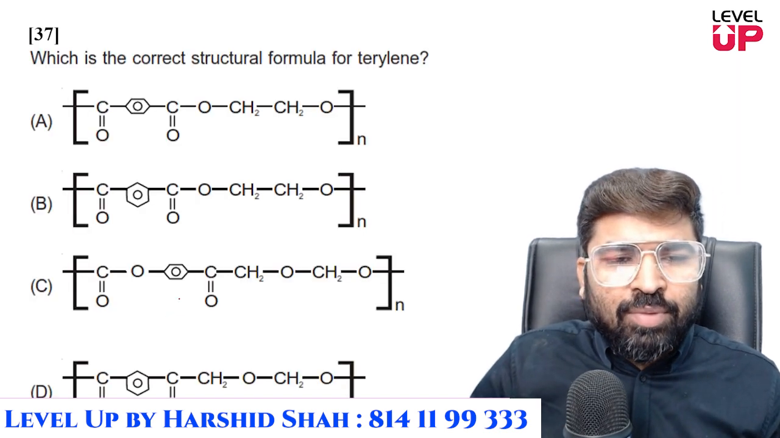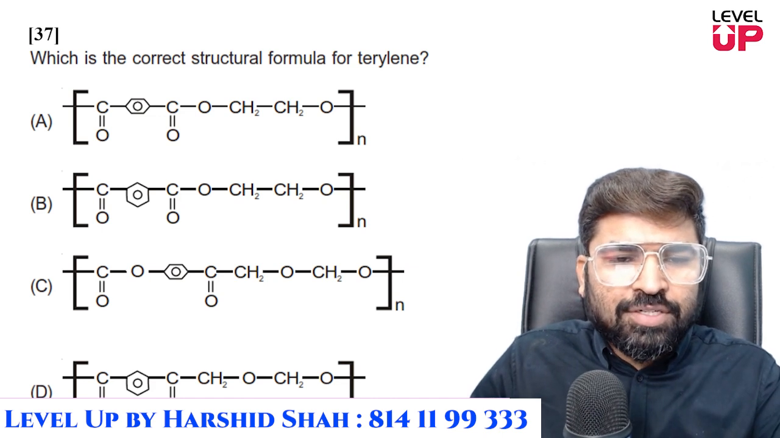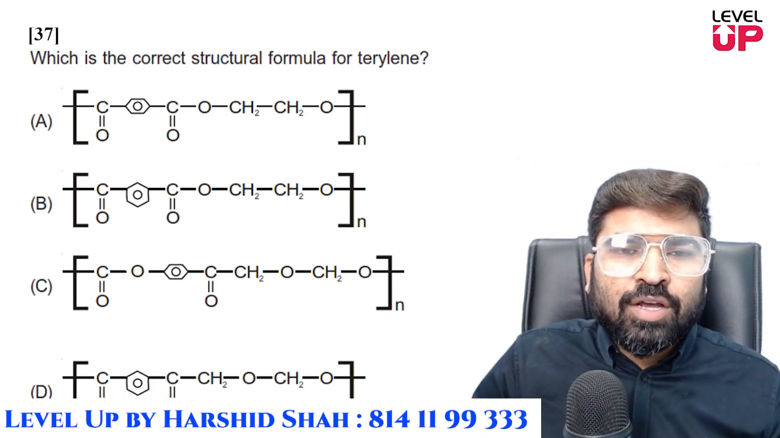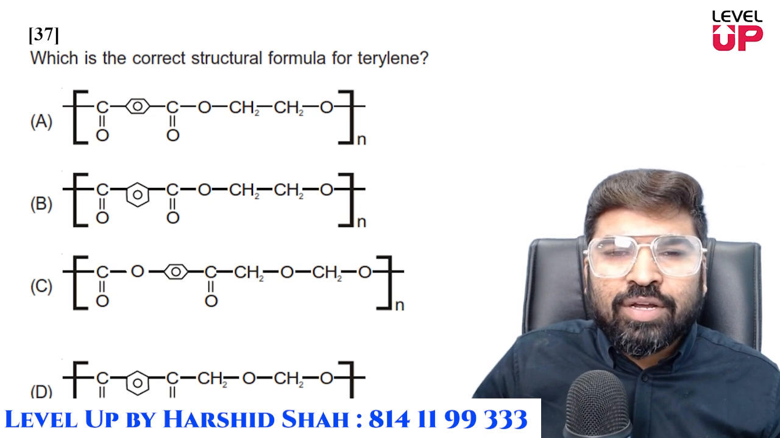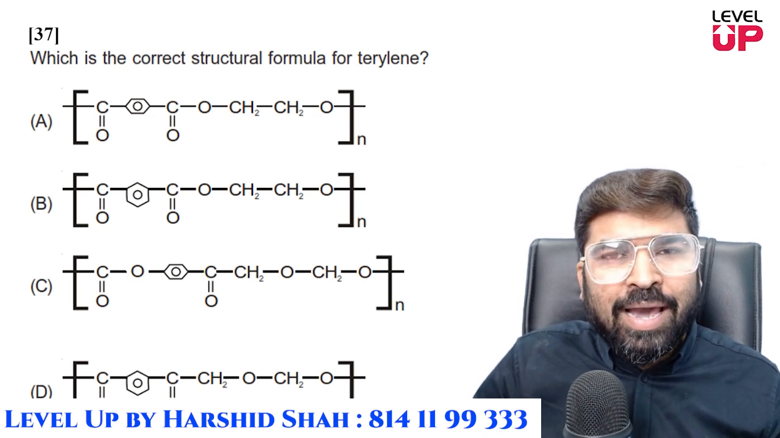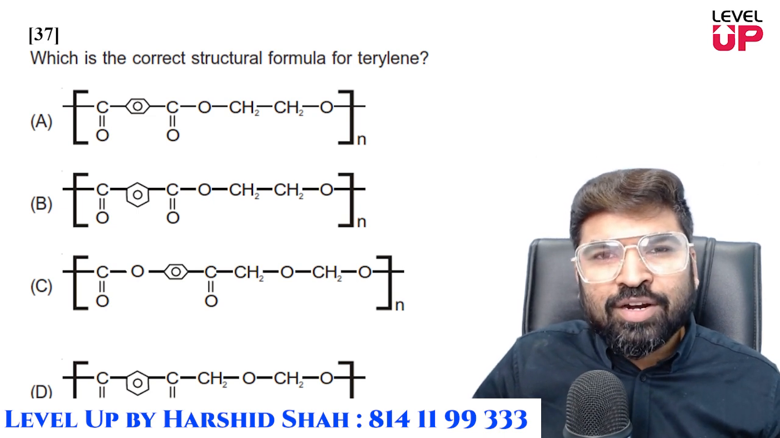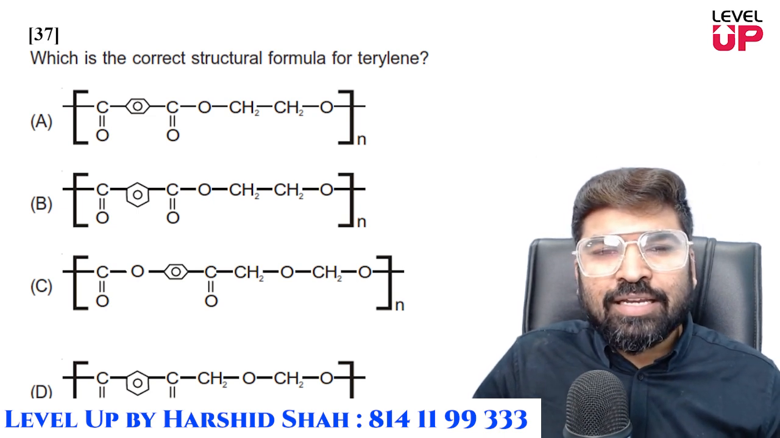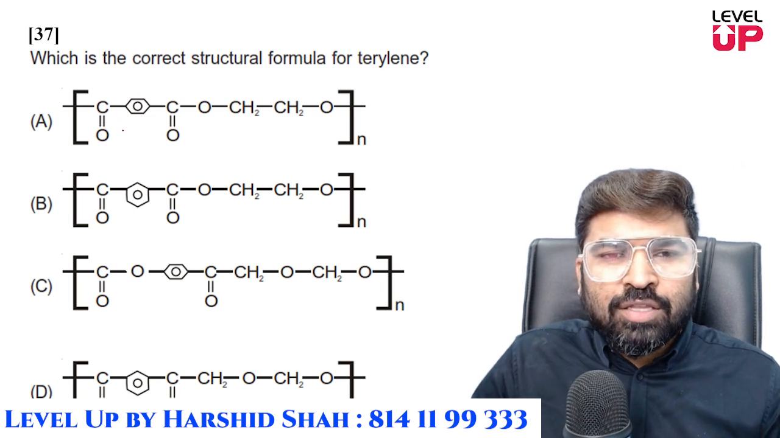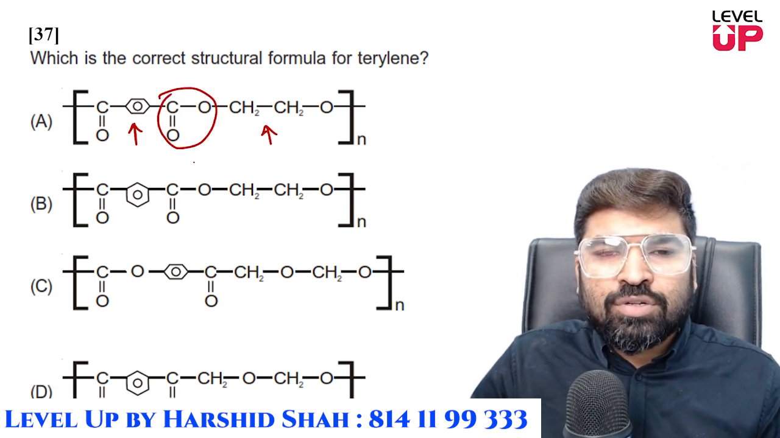Okay, the correct formula, just a second, I'll just remove the text. Yeah. So which of the following is the correct formula for terylene? Terylene has the para position, carboxylic group or the ester group, dimethyl terephthalate with ethylene glycol. So it has to be the para position, that is true, the ethylene glycol, that is true, and we have the ester group, that is also true.